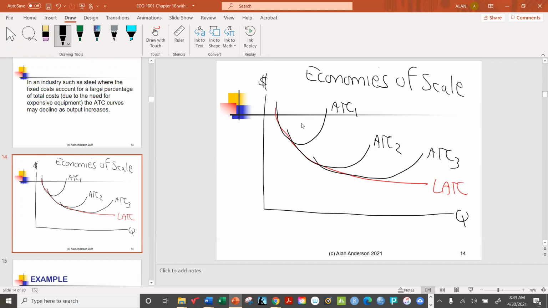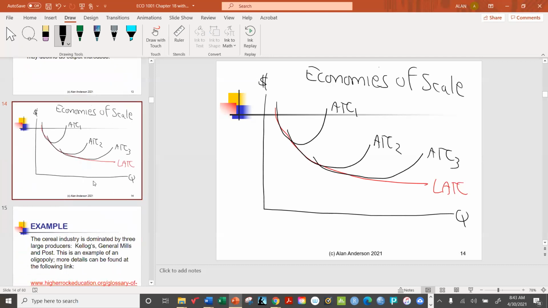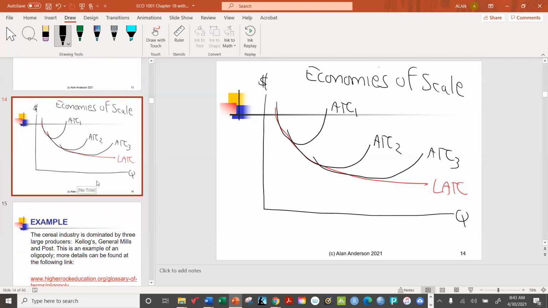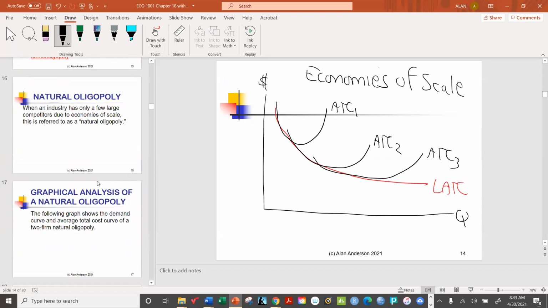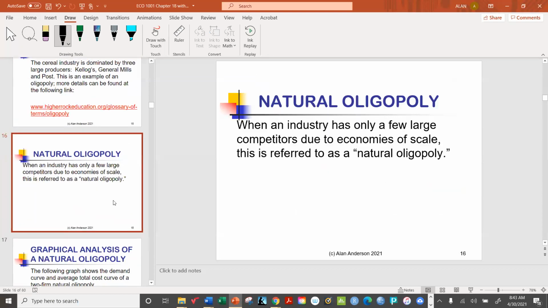So this is what's happening with the natural oligopoly. We have an industry like steel, where we may have, let's say, two companies that account for all of the output of steel, and it's because each one is getting bigger and bigger and bigger, and they can cover the entire market between the two of them. This is why, because of economies of scale. And so, as we've seen already, when this happens, we end up with what we call a natural oligopoly.